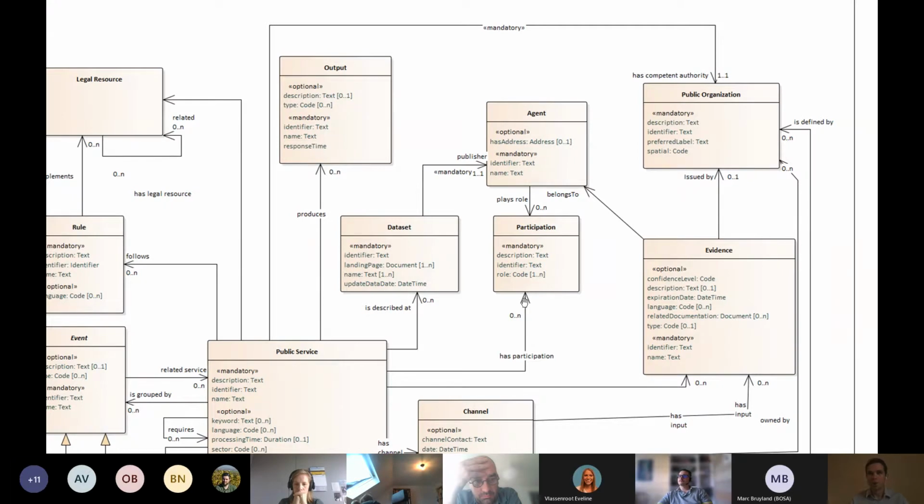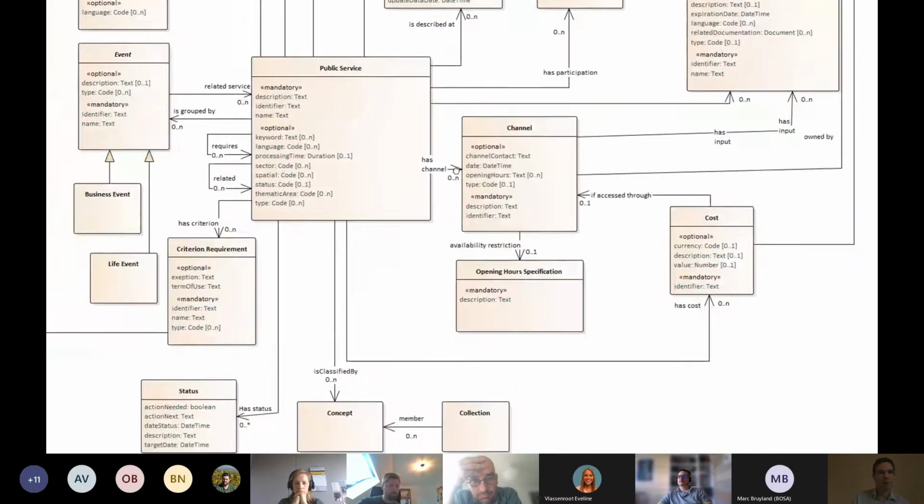From the moment the public service has been provided and has gone through all the different steps, usually an output is created. It can be the act, the authentic act behind the public service. It can be your tax declaration. It can be many different things.